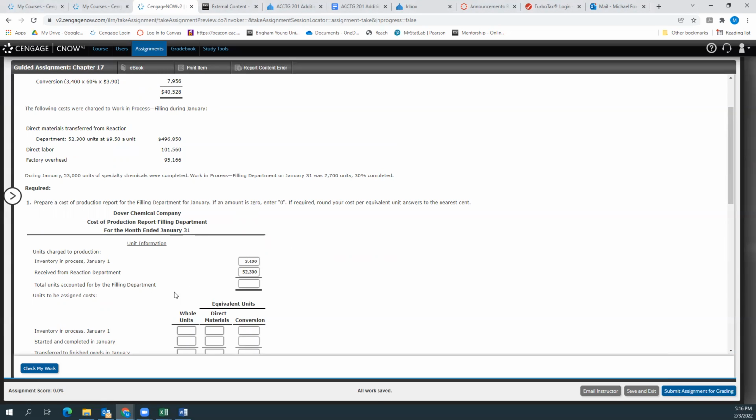So our total units to be accounted for by the filling department will just be what we had, 3,400, plus what we received from the reaction department, which should come out to 55,700. There's our first little section. Not too bad there.